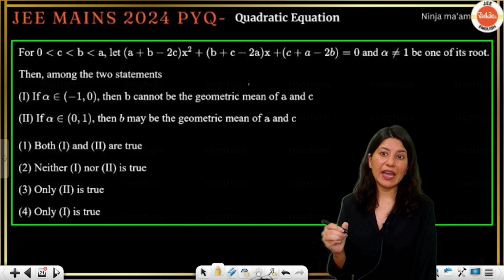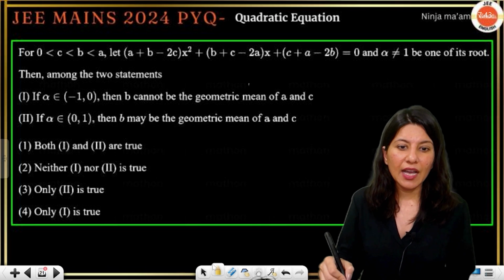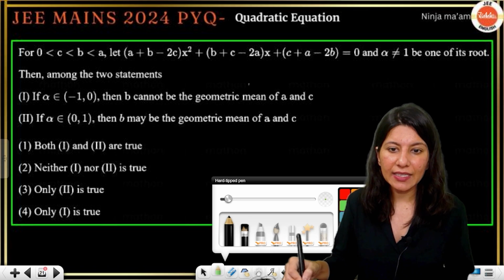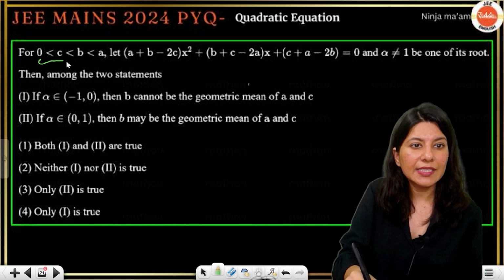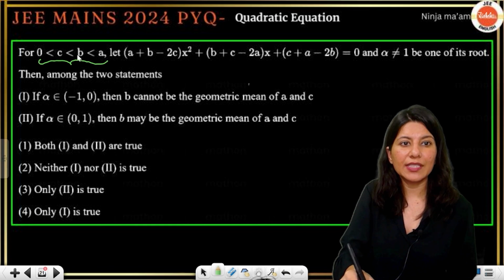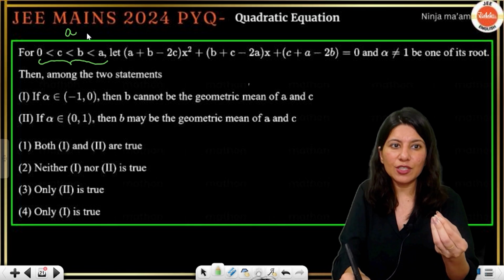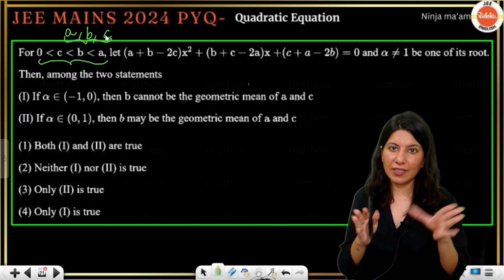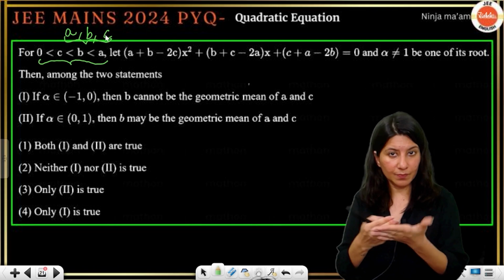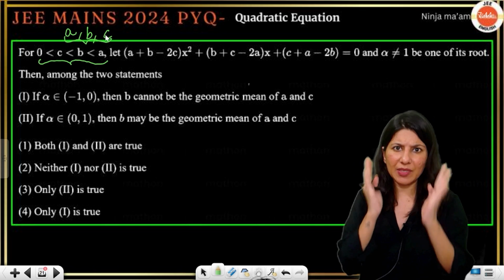And now we are having another question. Okay. Another question says that for this 0 < C < B < A, so basically they have given A is the largest value, then B, then C, and all the three values are positive. The order is A is highest, B is middle, C is the lowest. Okay, all right, let's keep it in mind.